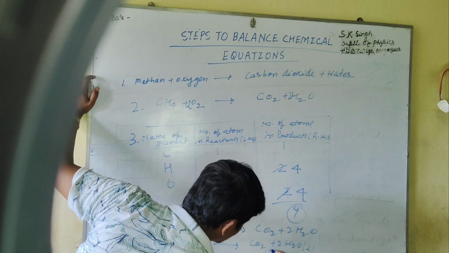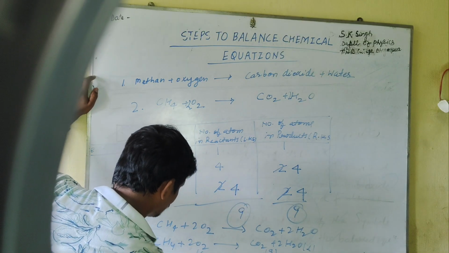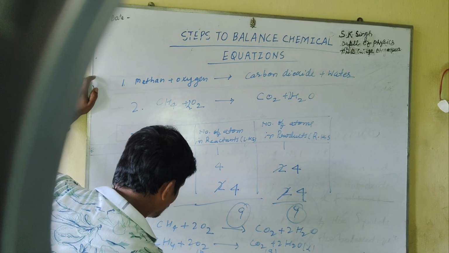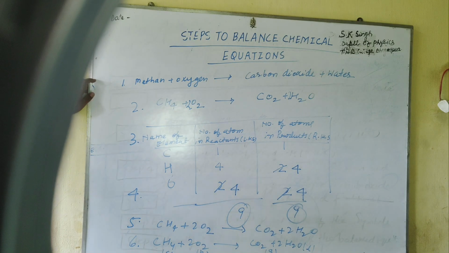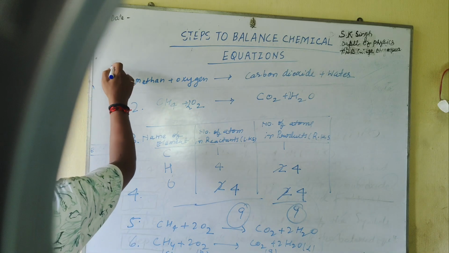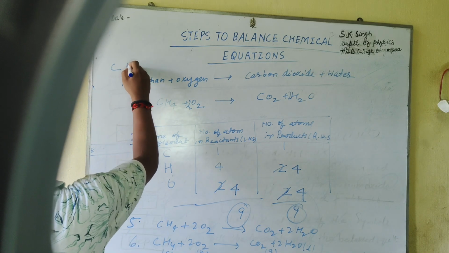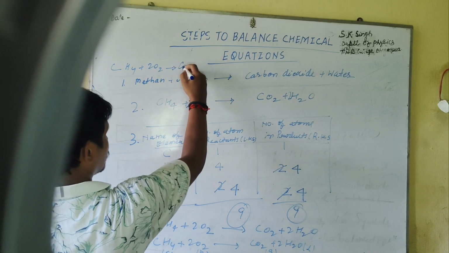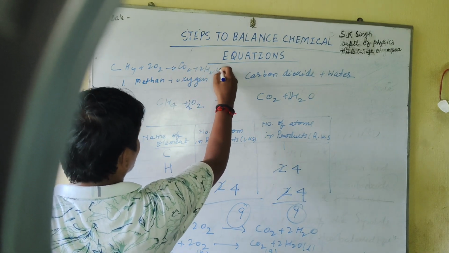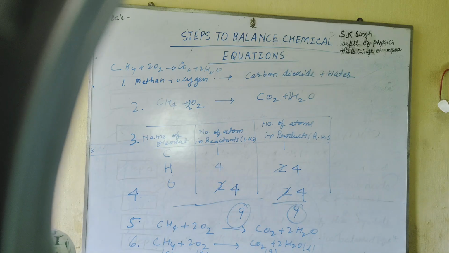This is a liquid, this is a gas, this is a gas, and this is a solid substance. So you can write here the different modes of the equation. Finally the balanced equation is CH4 plus 2O2 gives CO2 plus 2H2O.